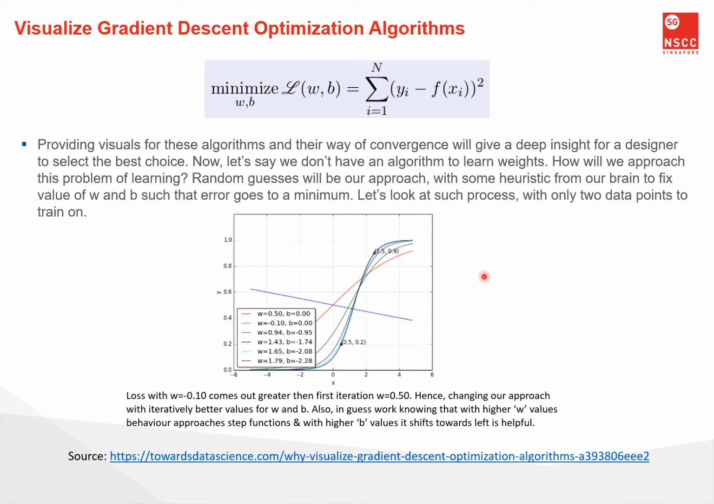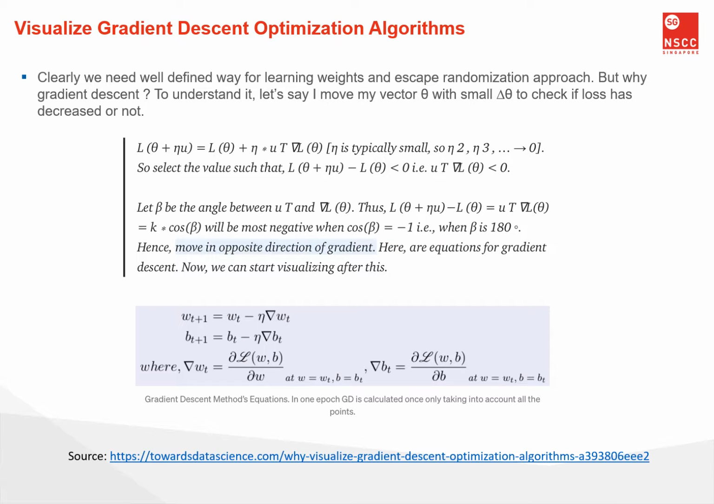But if the loss function has a very complex curve, it's not a convex function. That means it doesn't have a simple minimum point. Then you might find that the SGD does not converge. But those will be the exception rather than the general case. So clearly we need a way to learn the weights.